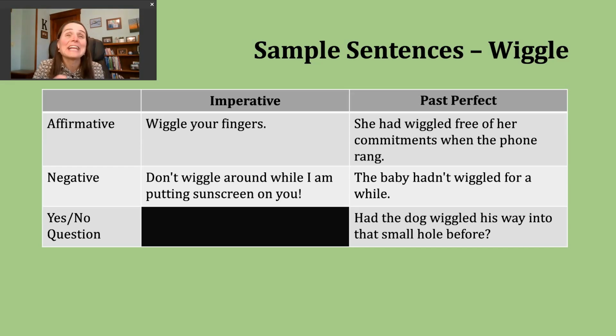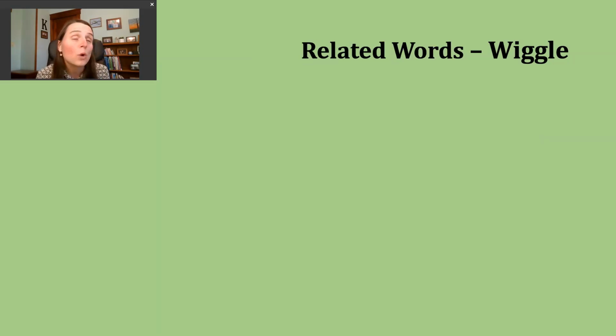Now, let's look at making a yes or no question in the past perfect. To do this, you're going to start with had, then you'll have your subject, and then the participle form of the verb. Here's another example. Had the dog wiggled his way into that small hole before? Right? So here, maybe again, we're thinking those kind of short, small, rapid movements, maybe to get stuck in a particular place.